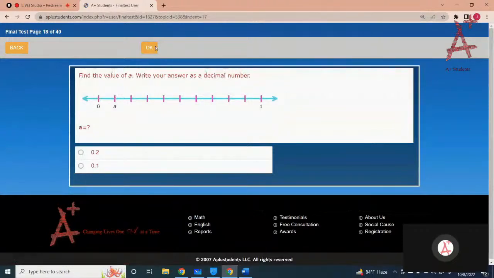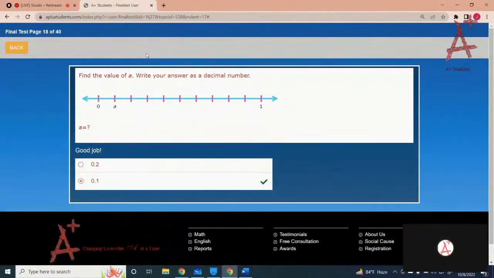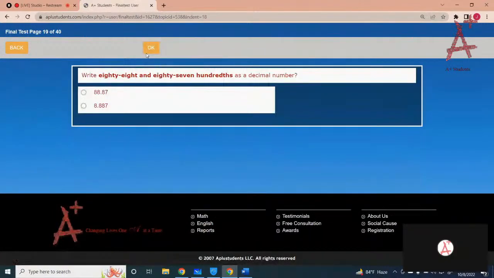Okay, find the value of A. So you have just one interval, so it would be 0.1. Got it? Write 88 and 87 hundredths as a decimal. So 88 is the whole number, and 87 hundredths, so it would be 88.87. Got it? So select the correct option and click on the OK button.